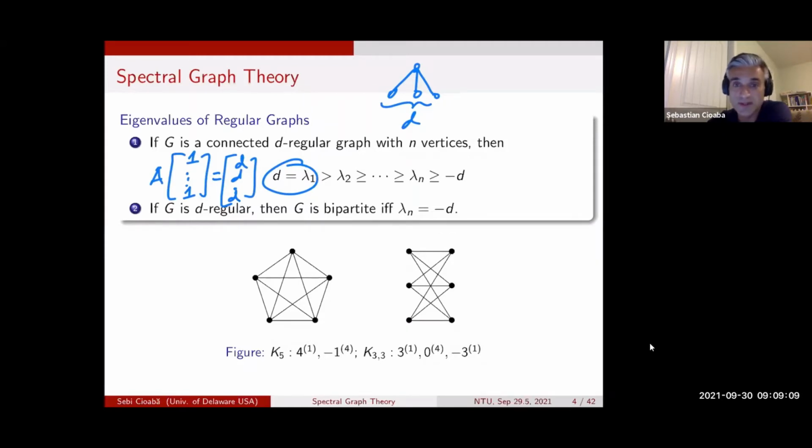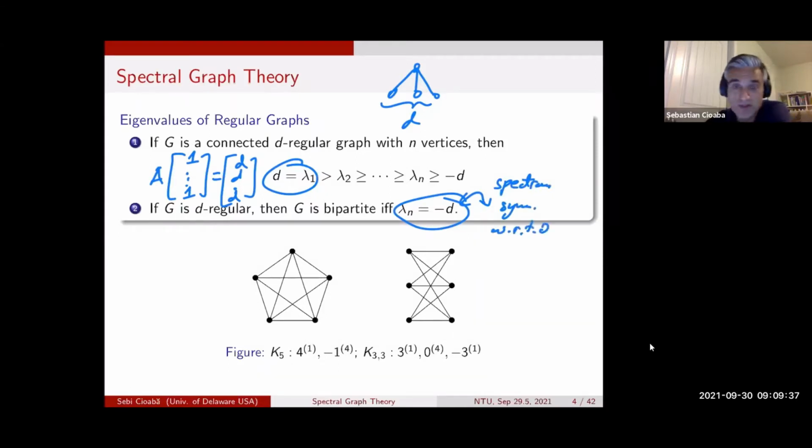Another combinatorial property of the graph that can be explained in terms of algebra, or is equivalent to a spectral property of the adjacency matrix, is that if the graph is d-regular, then the graph is bipartite if and only if the smallest eigenvalue is minus d, and this is actually also equivalent to the entire spectrum being symmetric with respect to 0.